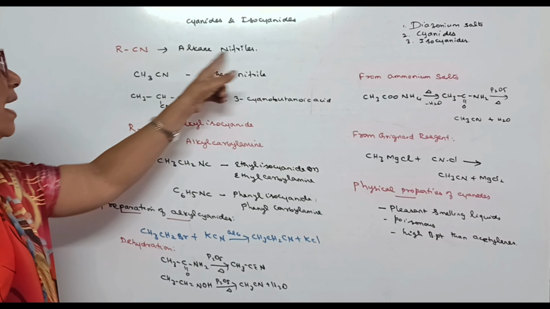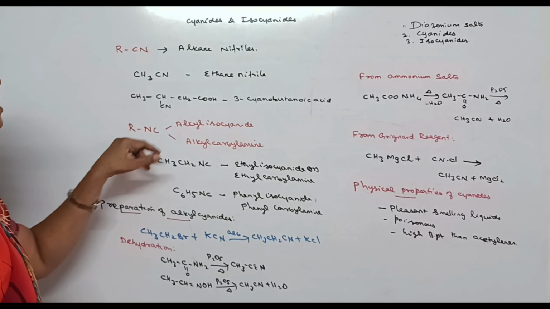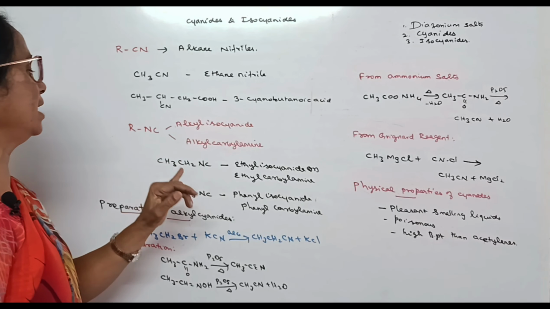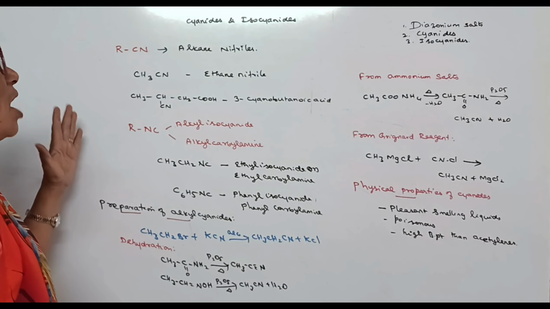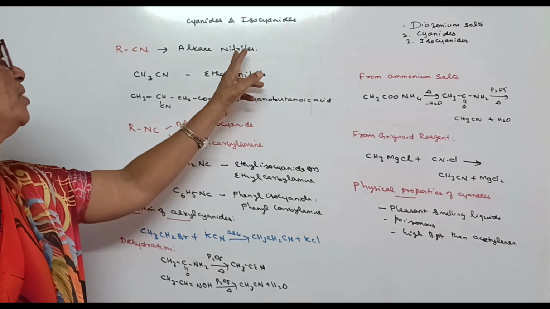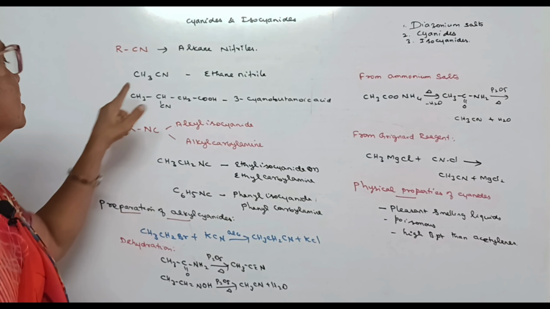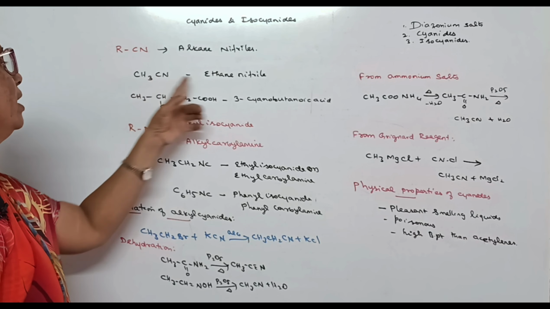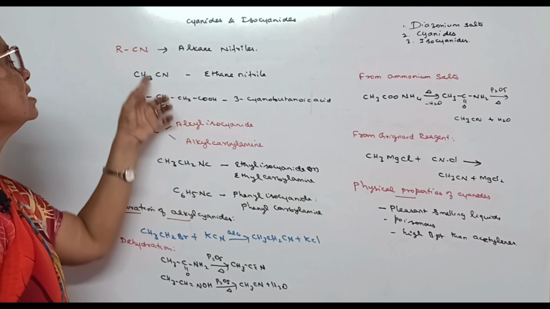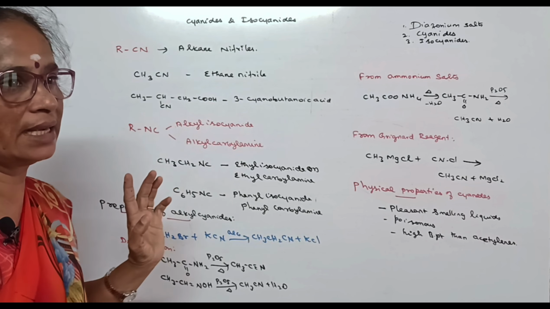Cyanides are alkane nitriles; isocyanides are either alkyl isocyanides or alkyl carbylamines. The IUPAC name and common name are almost the same, and they have given nitriles only. Suppose I have 2 carbons, CH3CN. It is ethane, and as it has the cyano group, it is called ethanenitrile.